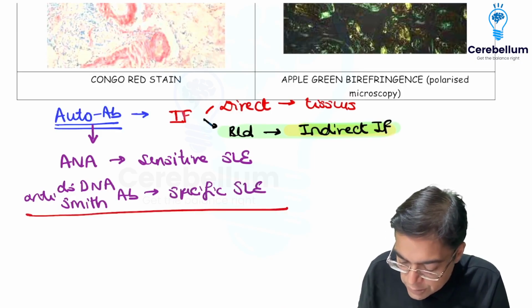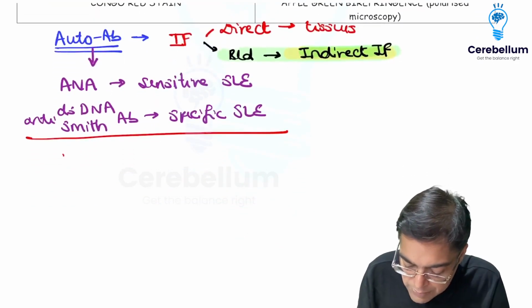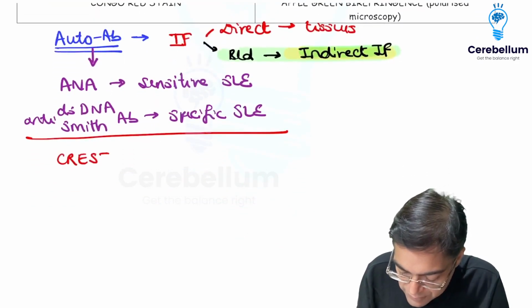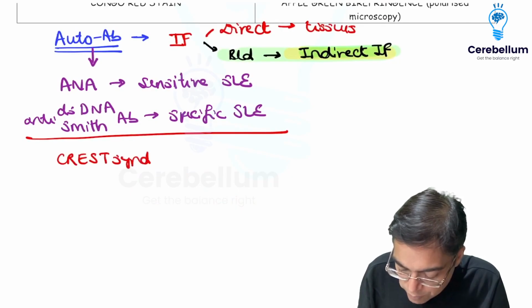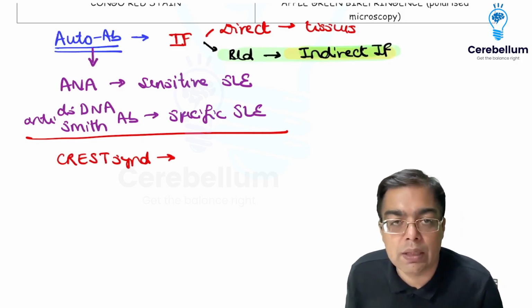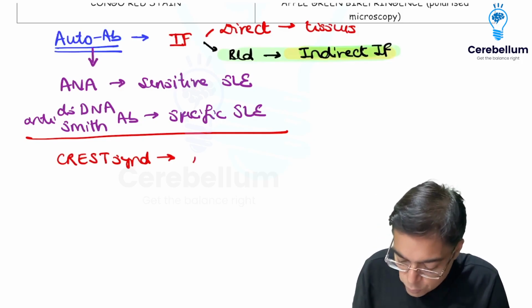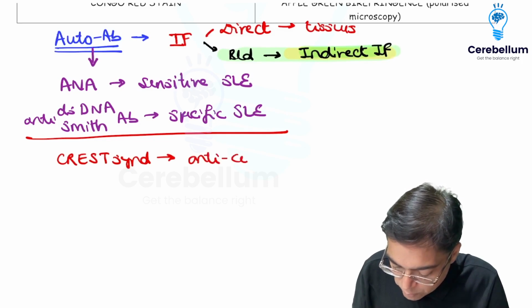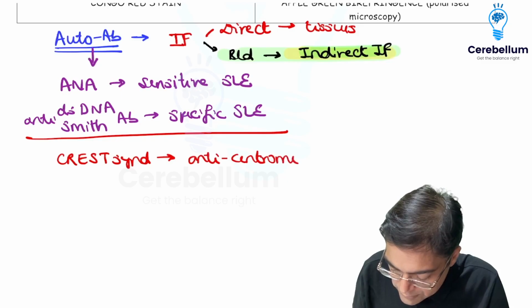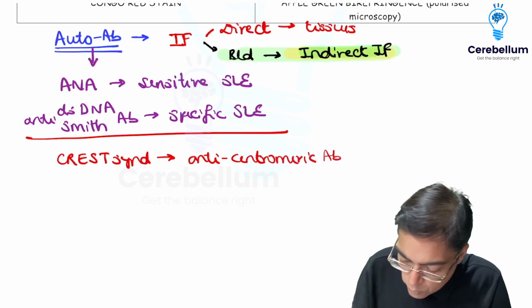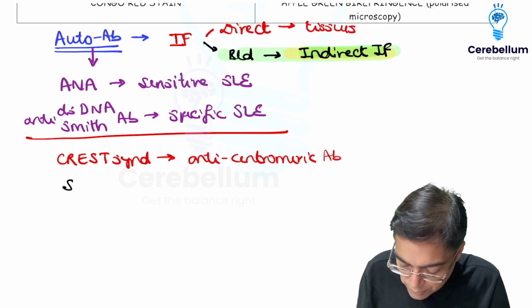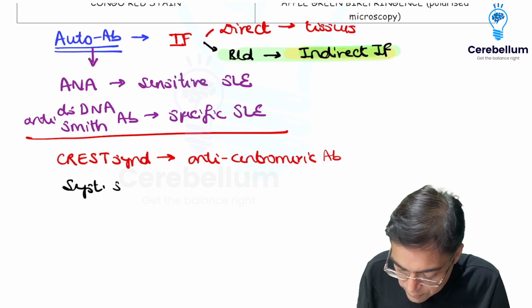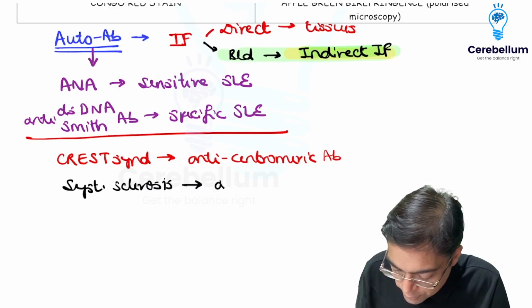We could be having a condition that is given the name of CREST syndrome: calcinosis, Raynaud's phenomena, esophageal dysmotility, sclerodactyly, and telangiectasia. This would be associated with the presence of anti-centromeric antibody. When we are talking about the condition that is given the name of systemic sclerosis, this is the one which is going to be associated with an antibody that is called anti-topoisomerase antibody.